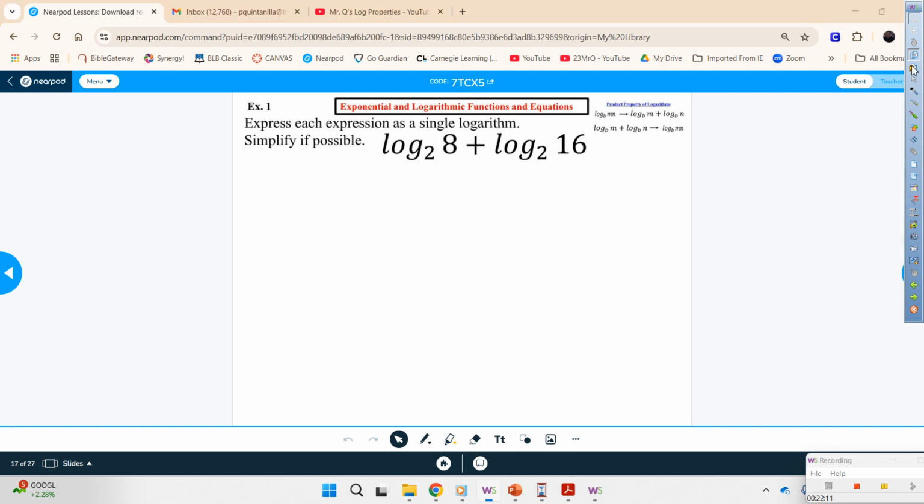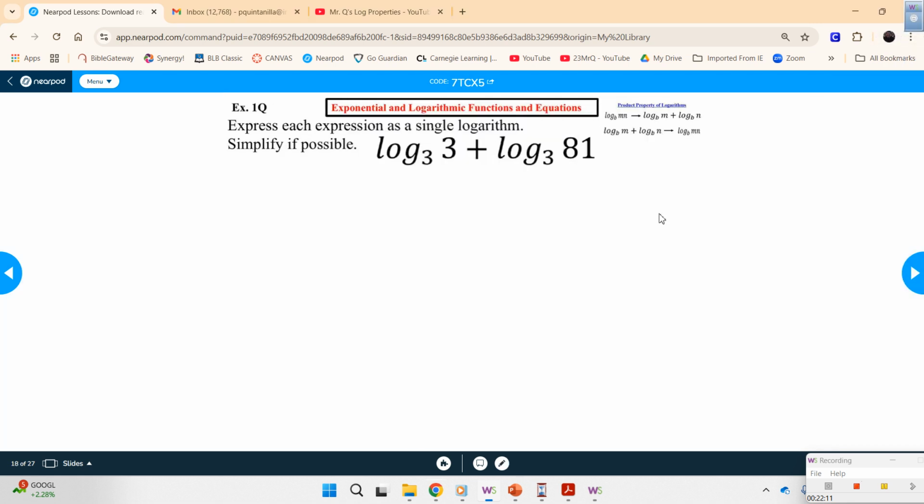All right, let's go to the next one. Copy this one. Example 1Q, log base 3 of 3 plus log base 3 of 81.